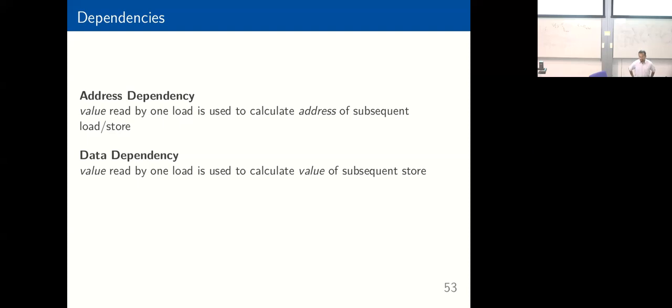Similarly, you could think of data dependency, where it's not the address that's changing depending on the value you just read. It's the data that you're going to, well, you have to store it because you can't load a bit of data. It's the data that is dependent. So that's what we call a data dependency.